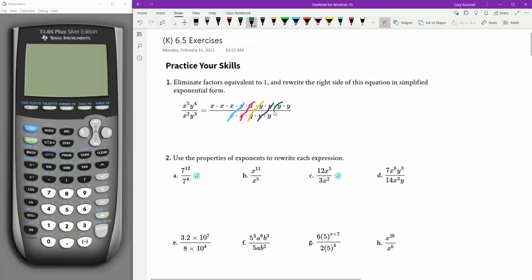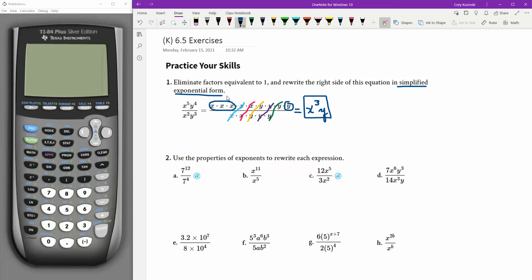And y divided by y right here is 1. So what do we end up with? We end up with these three x's on top, also known as x cubed. And we end up with this one single y, which is just y. So x cubed y is the simplified exponential form.